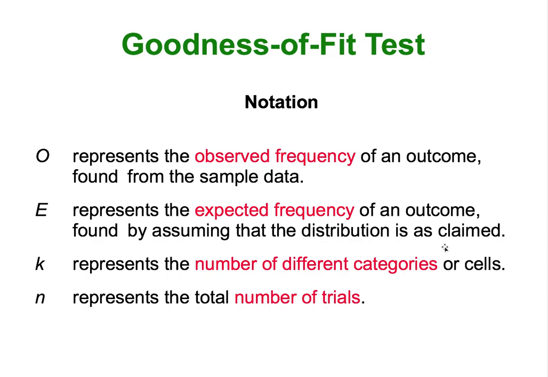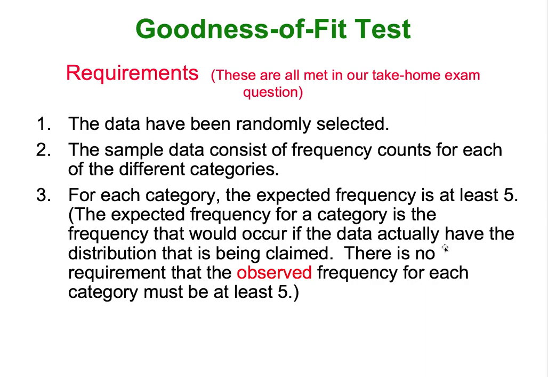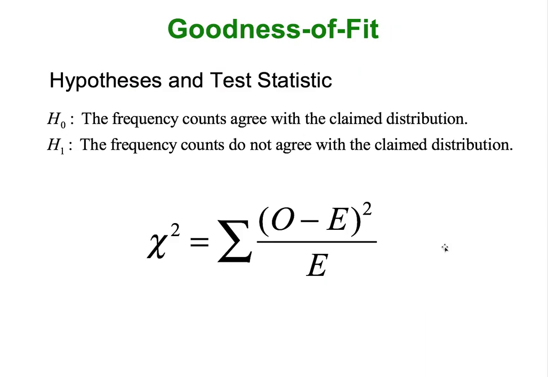And then little k represents the number of different categories. So for grades A, B, C, D, F, that's 5 different categories. And n is the total number of trials, or the sample size. In the scenario I was just mentioning, 50 is n: the number of trials, the number of students. All these requirements are met for our take-home, so we don't have to concern ourselves with that.